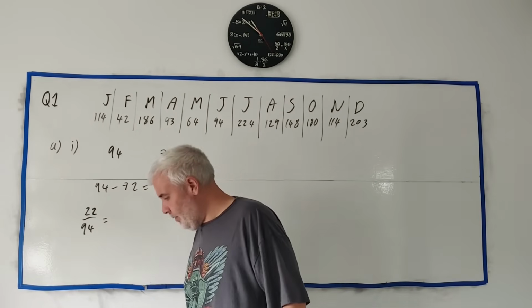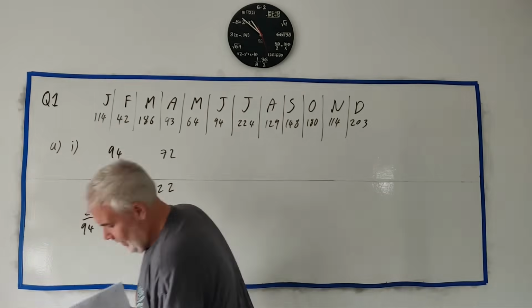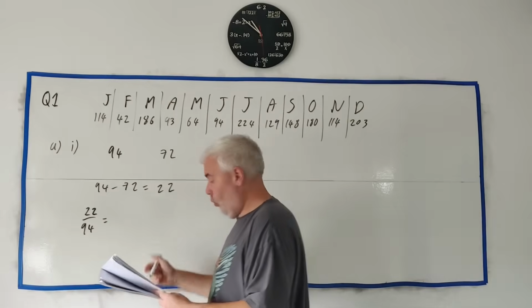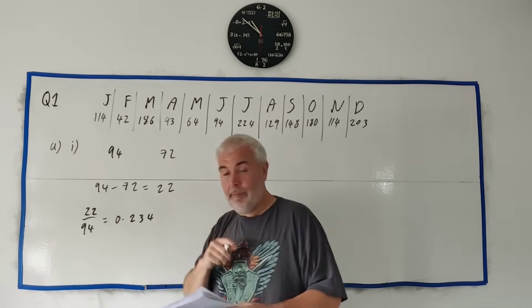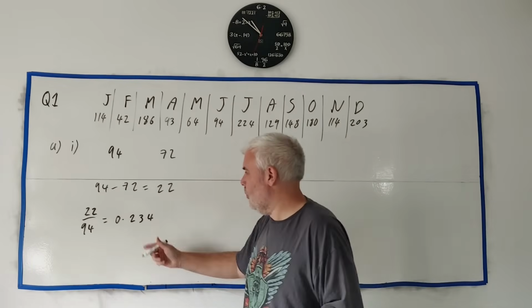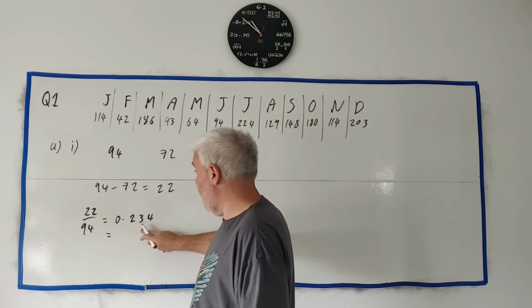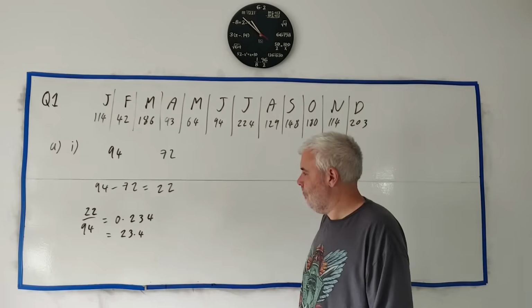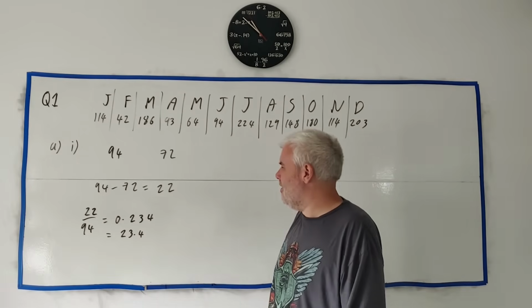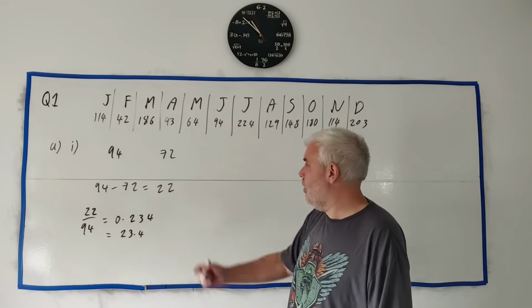So 22 divided by 94, and that comes out as 0.234. Remember, that's a percentage, so we need to change that to percentage. Multiply by 100, we get 23.4. I promised another way to do it. It's slightly faster, but also a bit weirder.